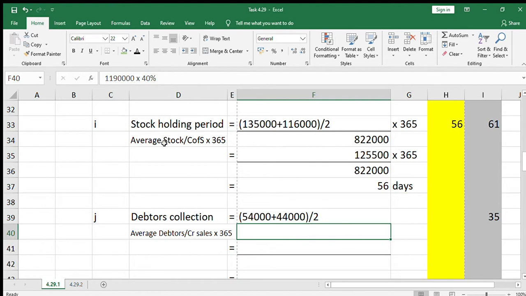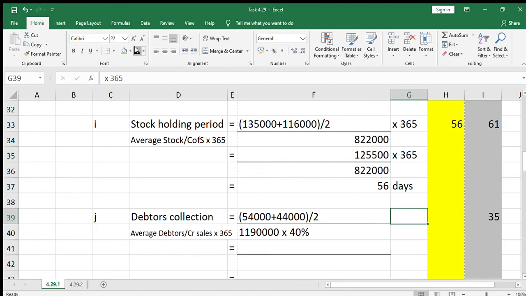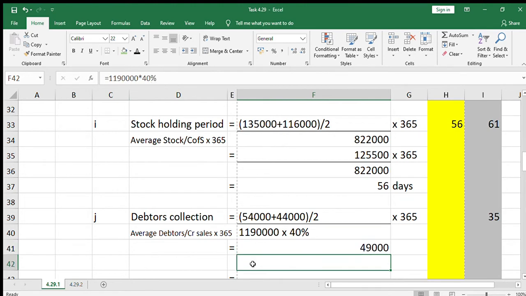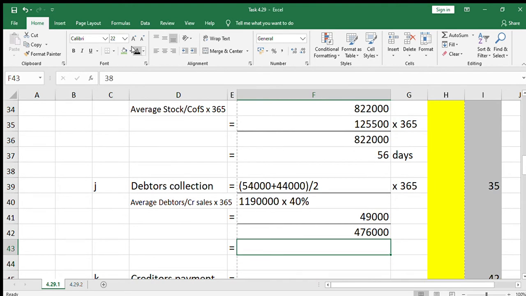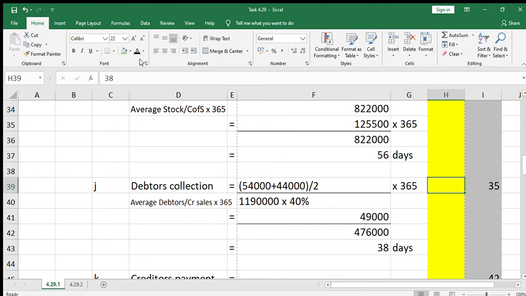The credit sales. Okay, so the sales amount is 1,190,000 and we were told that the sales on credit account for 40% of the total sales. We'll multiply that by 40%. And again, you're multiplying the answer by 365 to get it to days. Okay, so the next step is just the answers from the above calculations, which you don't have to show if you use the calculator. Now our final answer will be 38 days. Okay, so this means that on average it takes the company 38 days to collect the money from the debtors.